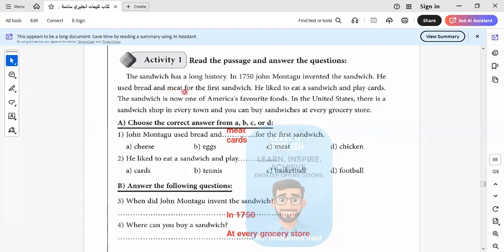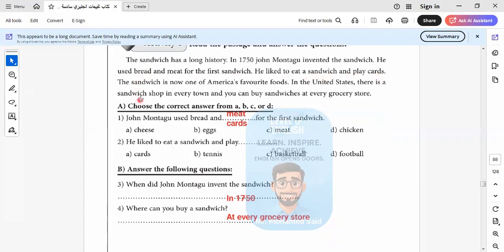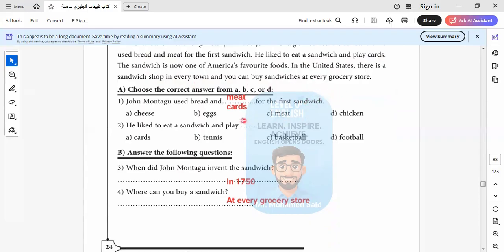He used bread and meat for the first sandwich. He liked to eat sandwiches and play cards. I think all of us know cards. We don't play cards, but most of us know it. The sandwich is now one of the Americans' favorite foods. In the United States, there is a sandwich shop in every town, and you can buy sandwiches at every grocery store. So John Montagu used bread and space for the first sandwich.